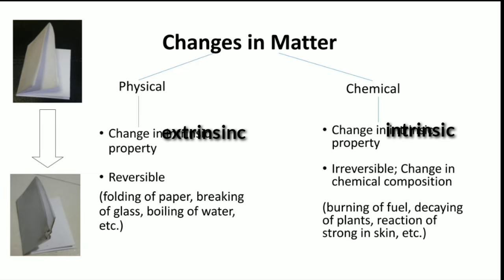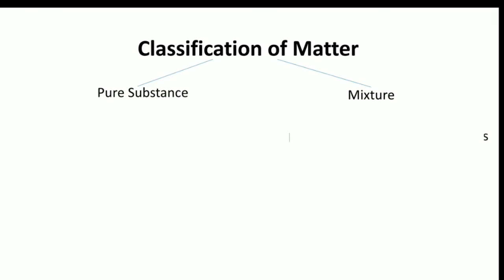So I hope that's clear. Let's now move on to classification of matter. Matter has two major groups. We have the pure substance and mixture. What are pure substances? These two, water and hydrogen peroxide, are two examples of pure substances.